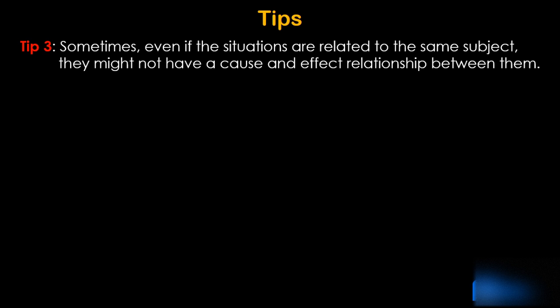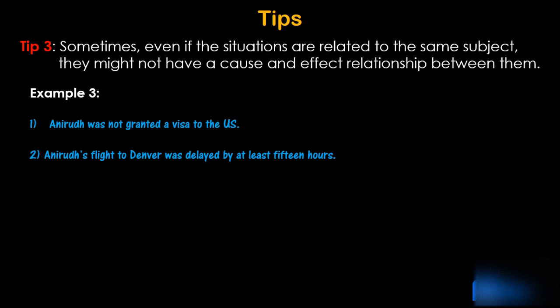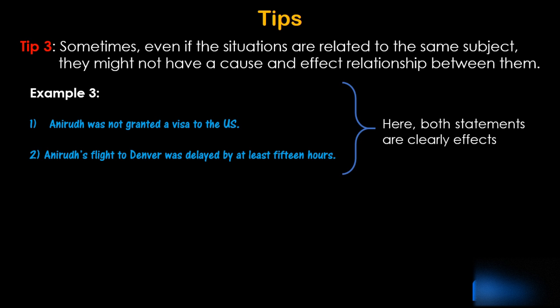Tip 3. Sometimes, even if the situations are related to the same subject, they may not have a cause and effect relationship between them. The example here states such a situation. Example 3. 1. Anirudh was not granted a visa to the US. 2. Anirudh's flight to Denver was delayed by at least 15 hours. Sometimes to answer the question, we need to differentiate between what is a cause and what is an effect. Here both statements are clearly effects.